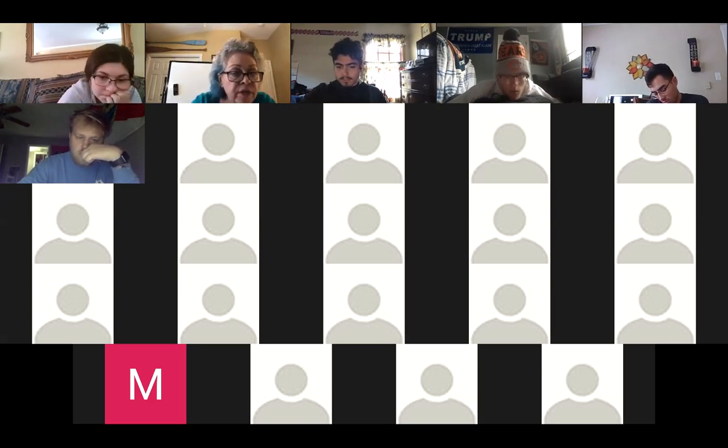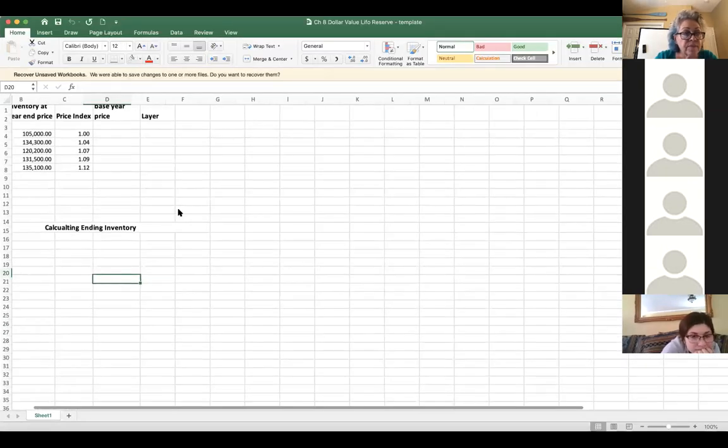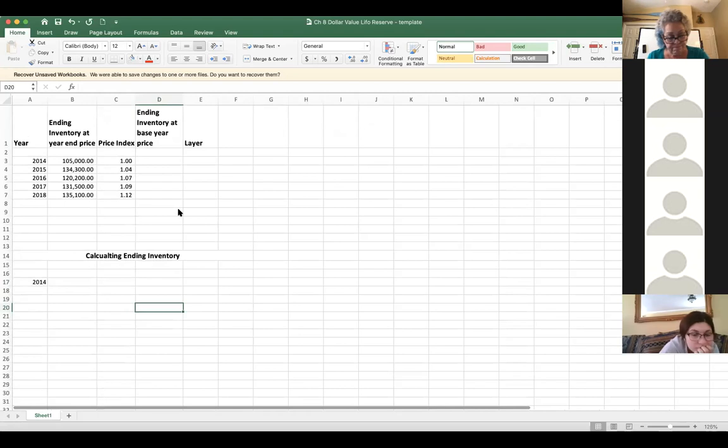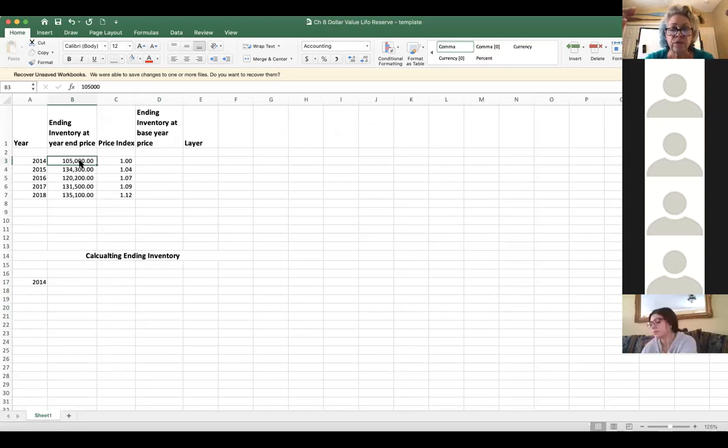So now I'm going to share screen, and we've got the template. So this right here is the information that was in the problem itself. The company adopted dollar value LIFO. In other words, they wanted to use LIFO, and they adopted LIFO in 2014.